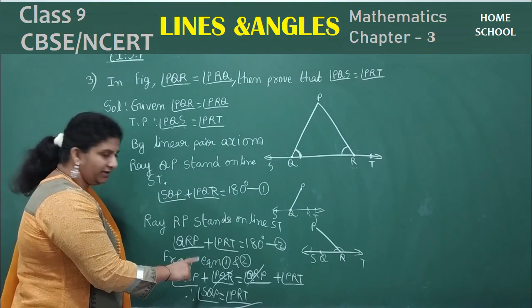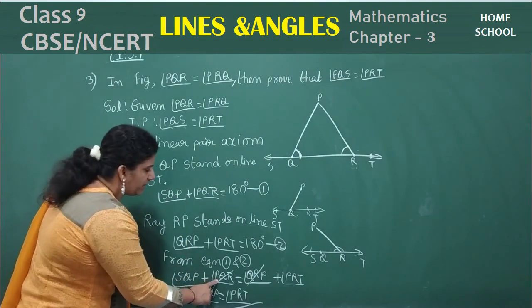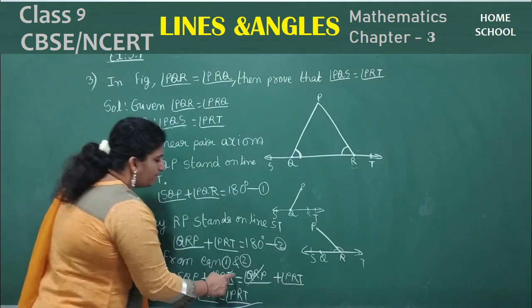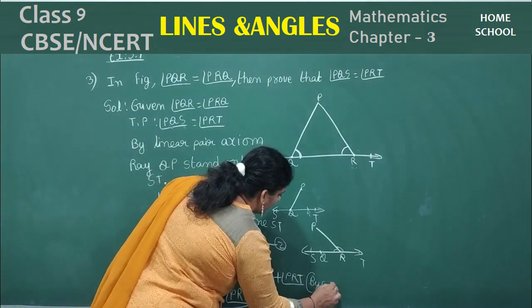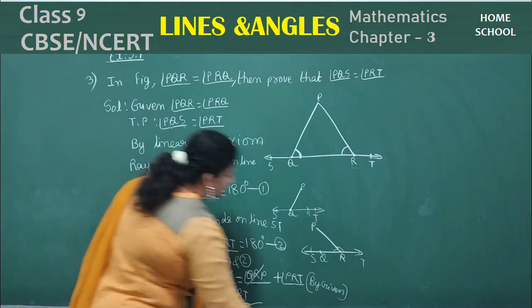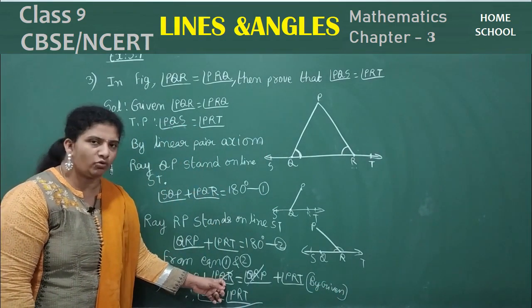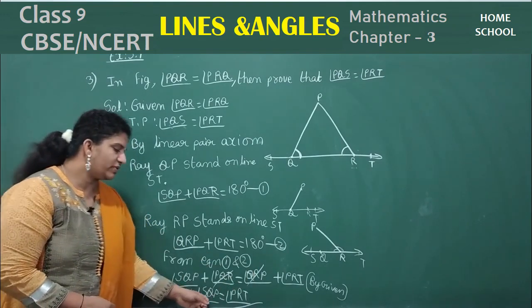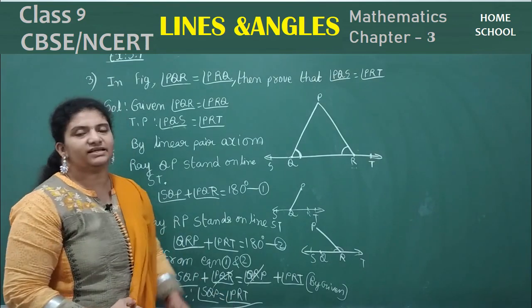On comparing these two, what are you going to get? Angle SQP plus PQR is equal to angle QRP plus PRT. By given data, I have cancelled. How have I cancelled here? By given data, PQR is equal to QRP. So both are cancelled. So what are you left with? Angle SQP is equal to angle PRT. Right? Therefore, hence it is proved.